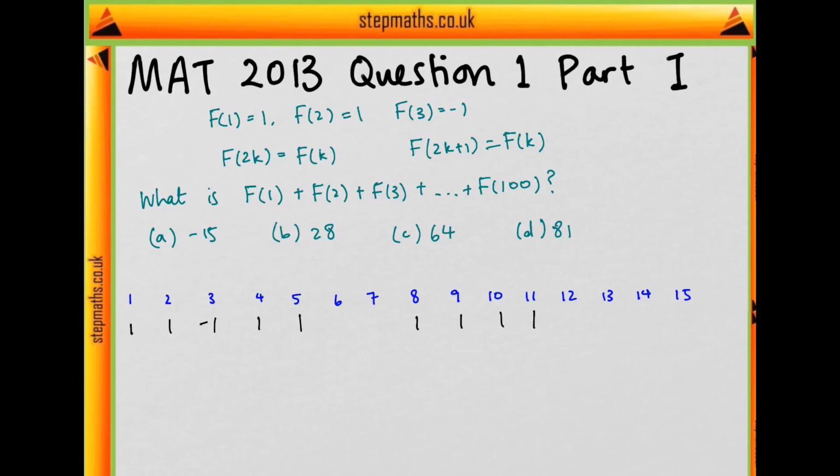Also, 6 is 2 times 3, and 7 is 2 times 3 plus 1. So we have minus 1, minus 1. And when we get to 12, 13, 14, 15: 12 and 13 are both defined by 6, as 2 times 6 and 2 times 6 plus 1, and then 14 and 15 are 2 times 7 and 2 times 7 plus 1. So these are all going to be minus 1.